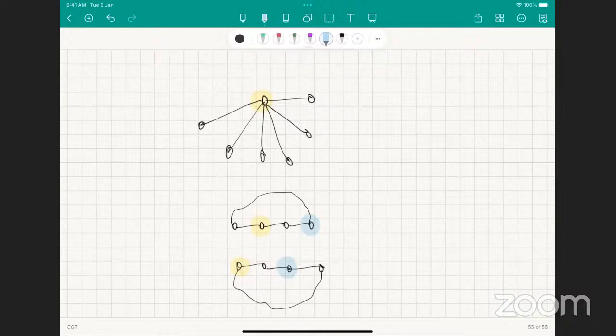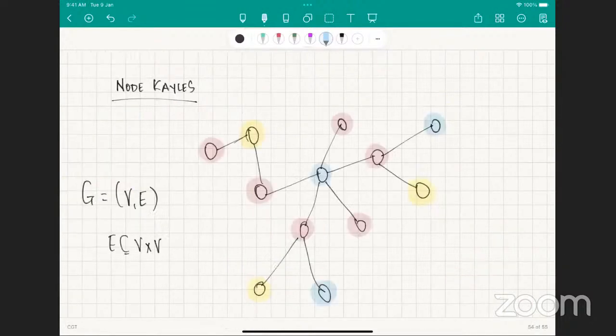Thanks, Akash. So, all right, that's Node Kayles. You take vertices out and you take their neighbors with them. And the first player to get stuck is the player that loses the game.